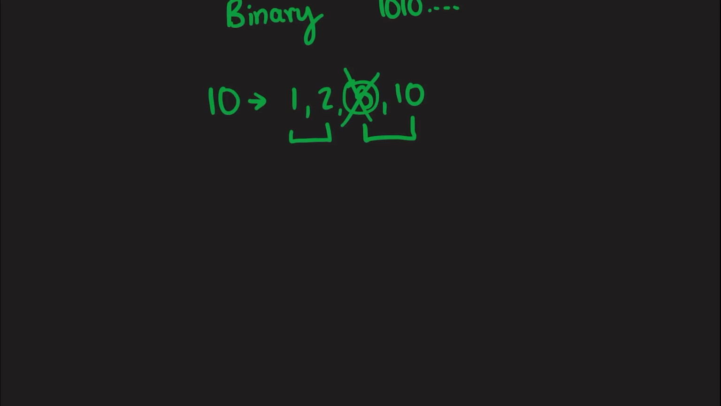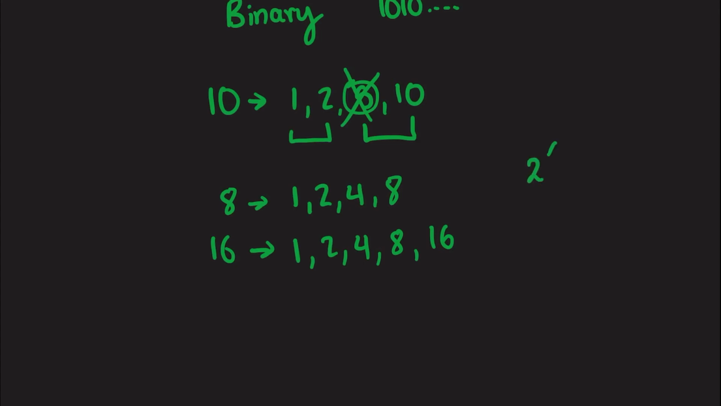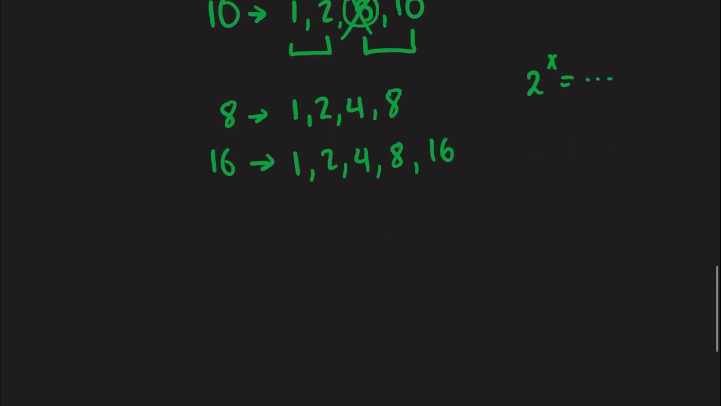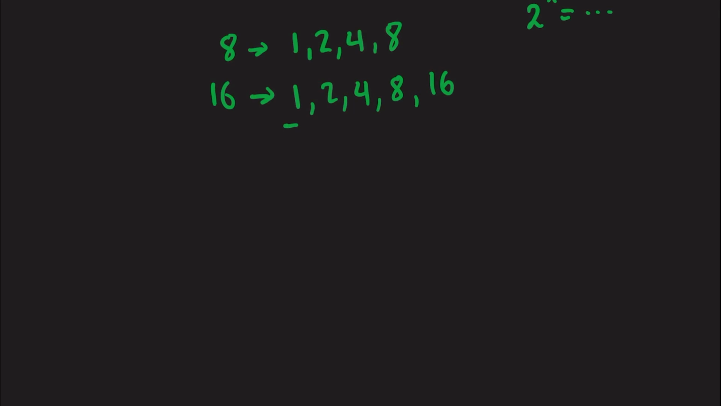So with other higher number systems, we have base 8 and base 16. If you look at these, base 8 has factors 1, 2, 4, and 8. And similarly with 16, it's 1, 2, 4, 8, and 16. Now, if you know anything about powers of 2, you'll know that these are actually the powers of 2 in ascending order. So it's a nice little coincidence. You have 2 to the 0, 2 to the 1, 2 to the 2, 2 to the 3, and 2 to the 4.